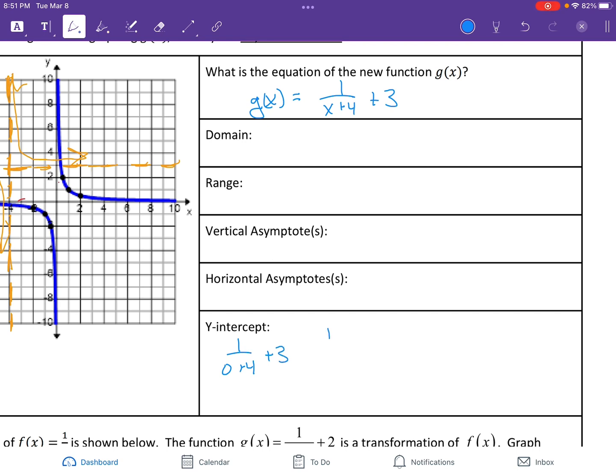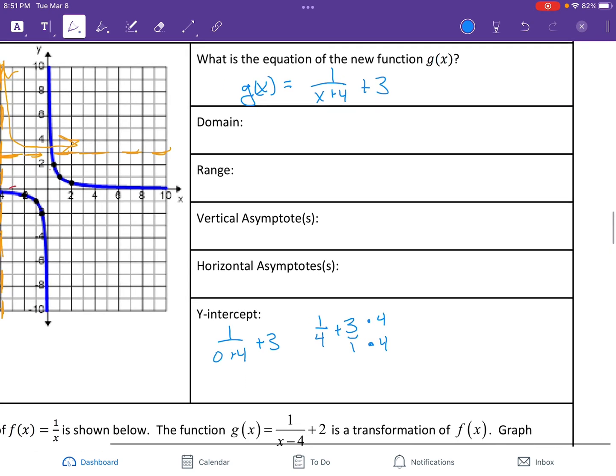This becomes 1/4 plus 3. I'm going to make 3 have a denominator of 1. I'm going to multiply both the top and the bottom by the denominator of the other fraction, which is 4. So I get 1 over 4 plus 12 over 4. And now I can combine those two terms. I get 13 over 4. So my y-intercept is (0, 13/4).